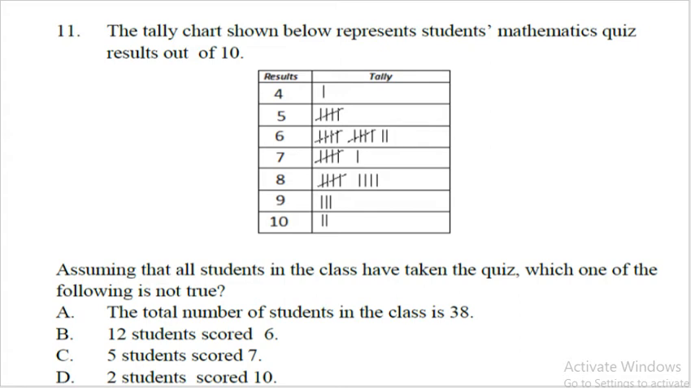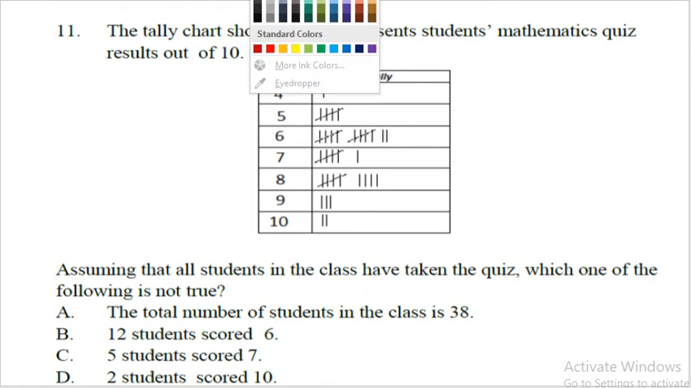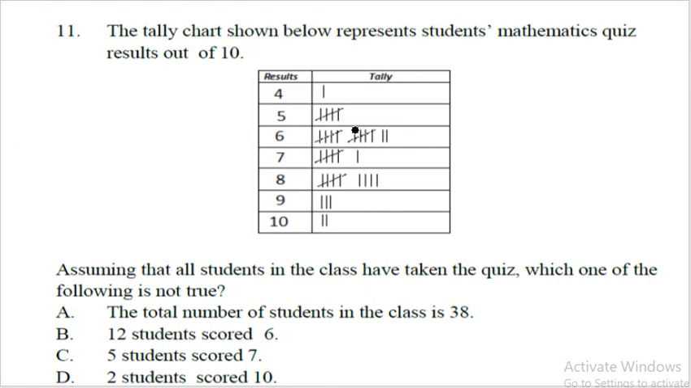Question number 11. The tally chart shown below represents students' mathematics quiz results out of 10. First of all, the table is given to you as a tally chart, so we have to know the exact number. This means just one. What about the second one? The first column is the result. Those who scored 4 are just 1.